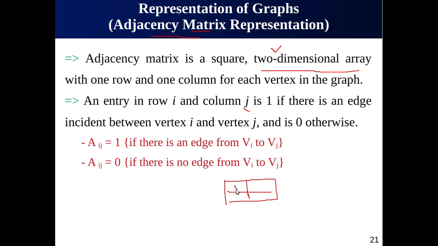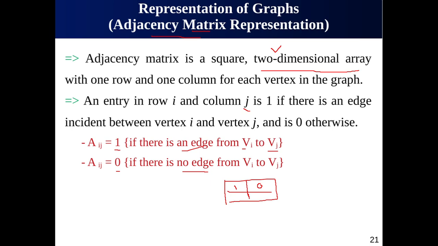1 will mean there is an edge between two vertices, and 0 will mean there is no edge between two vertices. Okay? And this is actually defined here: 1 if there is an edge from any vertex i to any vertex j. i, j could be 1, 2, A, B, anything. And otherwise we have to put 0 if there is no edge between the vertices. We will see examples, and I'm sure this concept will be clear with the help of examples.